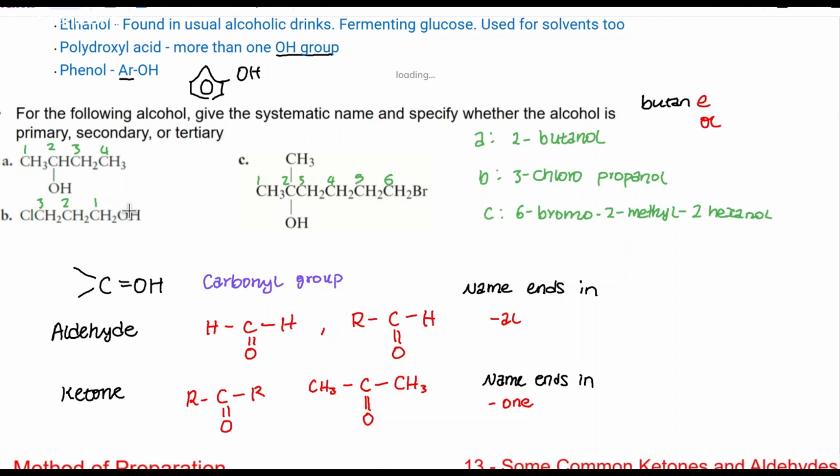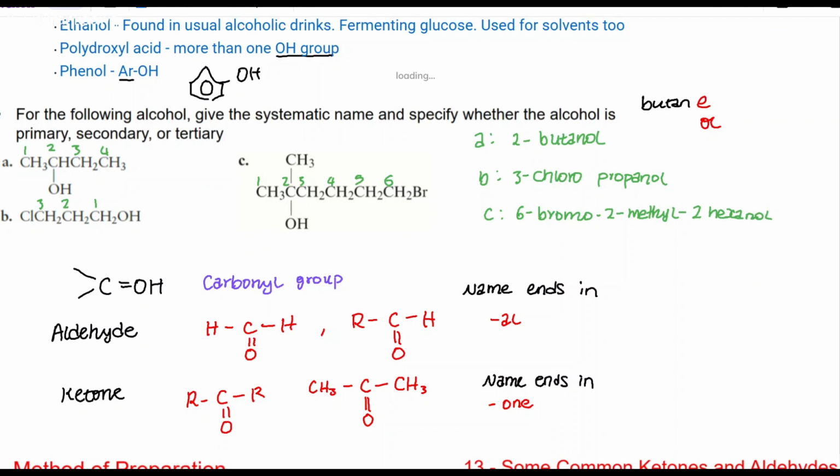Just like the double bonds, we number it based off where the hydroxyl group is. So here the hydroxyl group is at the start, so that means we start here at 1, 1, 2, 3. So that means the chloro would be at the third one, and so forth and so forth. The same thing for this one.